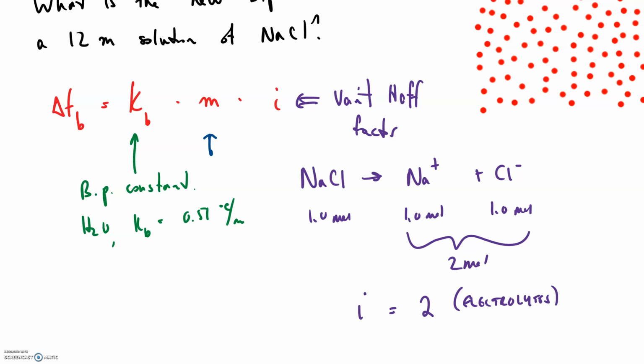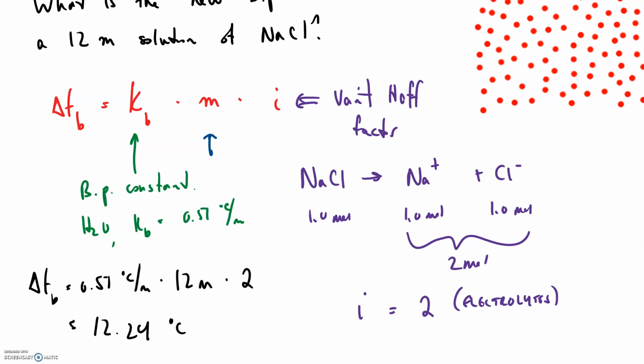So let's try this. Let's calculate this. If we know that the KB for water is 0.51 degrees Celsius per molal, we know we have a molality of 12 and we have a Van't Hoff factor of 2, let's calculate our delta TB. You have a calculator, I hope. 0.51 times 12 times 2. And I get a delta TB of 12.24 degrees Celsius.